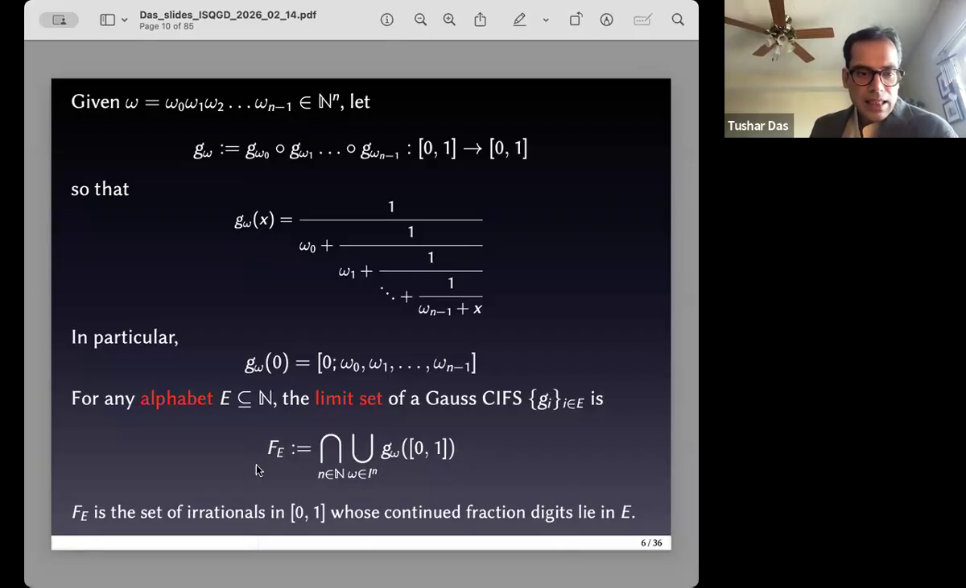Now, given an alphabet E, I can think of this number theoretically as nothing else. This limit set F_E is just the set of irrationals whose continued fraction digits, by which I mean these omega_0, omega_1, and so on, all lie in this set E.